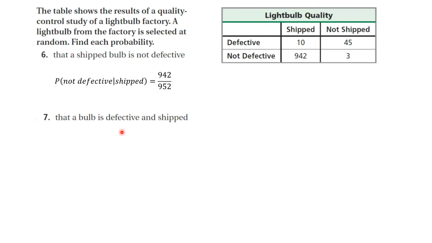How many bulbs are both defective and shipped? Looking at the table, defective, shipped, we have 10 bulbs that are both defective and shipped. Divided by how many total bulbs did we have? If you add these guys up, you get 1,000. So we have 10 over 1,000, which is 1 over 100, which is 0.01 if you are into the whole decimal thing. And so how can we tell from this if these two things are independent?